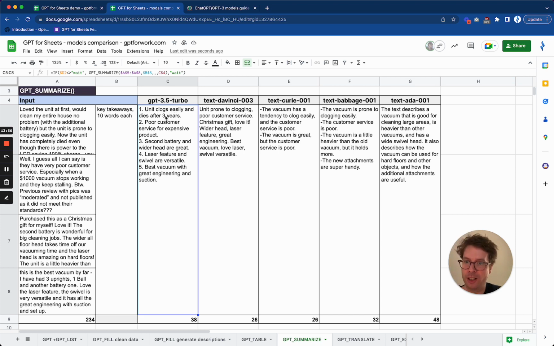for each key takeaway. So the key takeaways, first of all, we get numbers. So this is good. We know we have 5 key takeaways. Unit clogs easily and dies after 3 years. Poor customer service for expensive products. Second battery and wider head are great. Laser feature and swivel are versatile. Best vacuum with great engineering and suction. Okay, it's not so bad. I don't understand all of those, but it is not so bad.